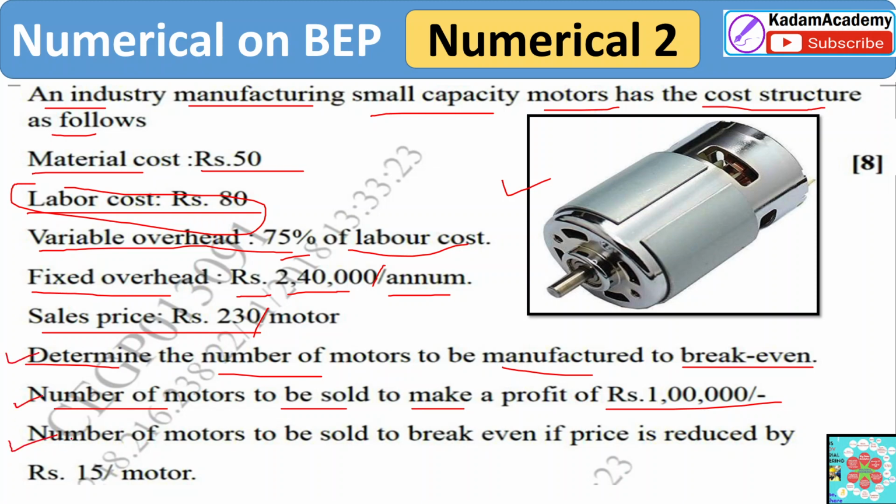The third point: we have to find out the number of motors to be sold to break even if the selling price is reduced by 15 rupees per motor. If it is reduced, what will the cost be? So we'll see one by one.